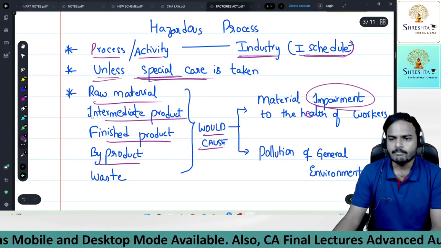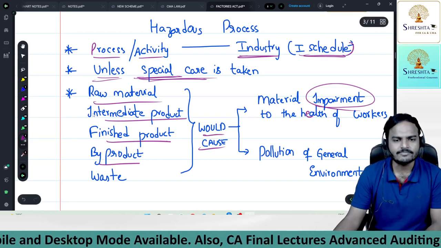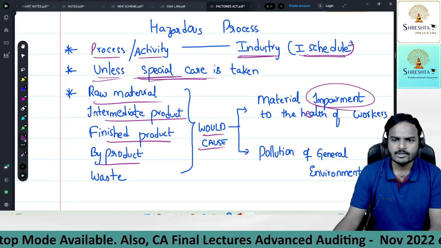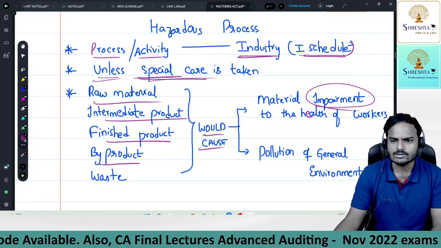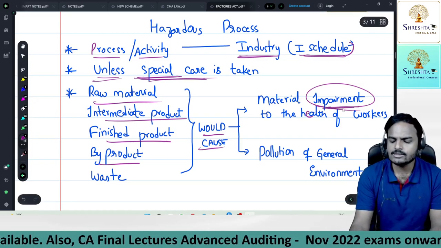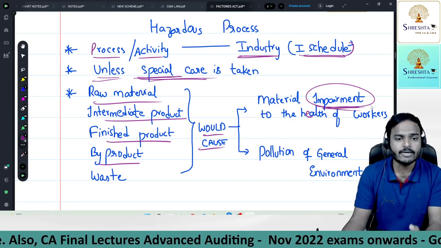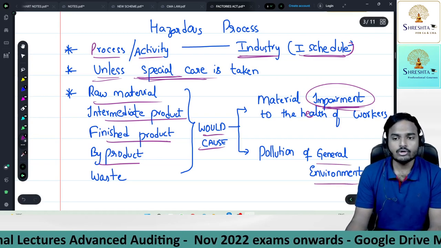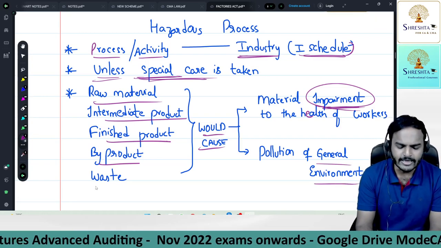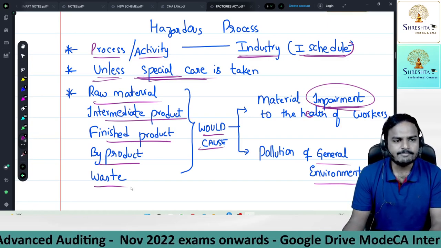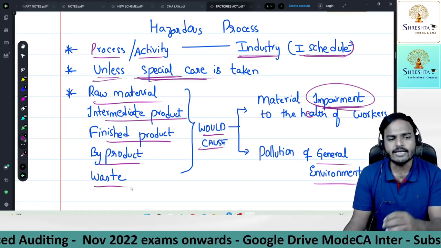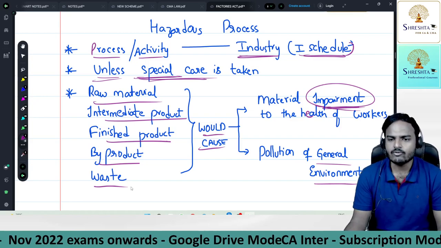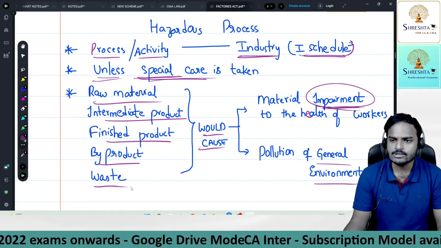One small example, sir. Metal grinding process, or welding, iron welding. If you observe what happens, sir, noise pollution. It creates a lot of sound. It may cause impairment to the health of workers, hearing problems. It may create hearing problems, permanent in nature. And that noise is disturbing the environment, pollution of the general environment. So any process, without taking special care, if it causes material impairment, significant damage to the health of the workers, or causes pollution in the general environment, we call it a hazardous process.